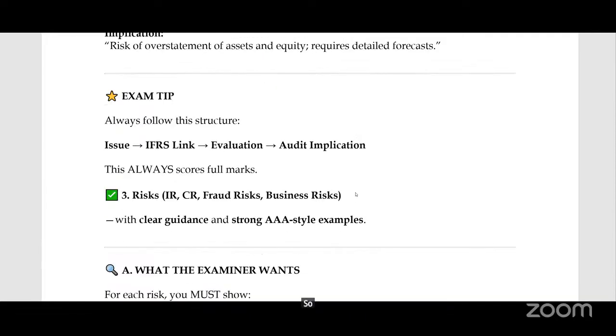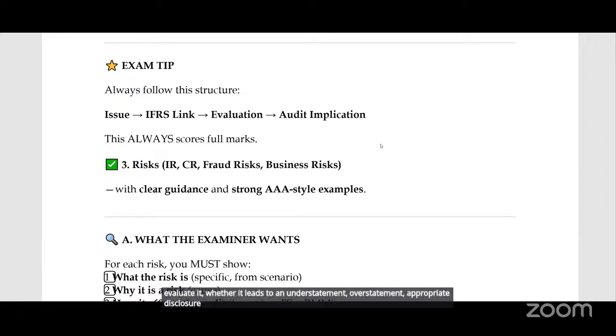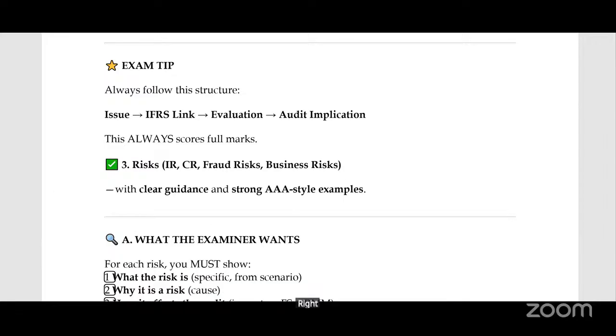So in the exam, what do we need? Follow the structure. What is the issue? How does it link to the IFRS? Evaluate it, whether it leads to an understatement, overstatement, improper disclosure, presentation, all that, then the implication for the audit, right? This will always score you full marks.